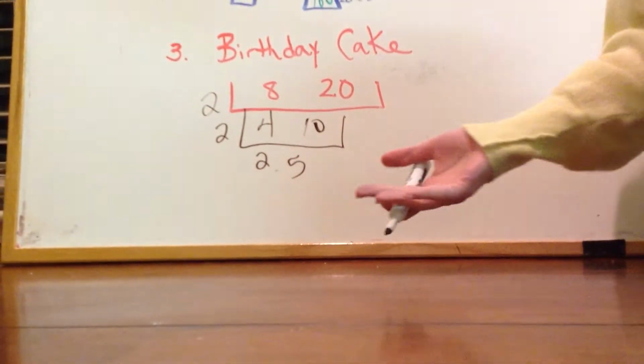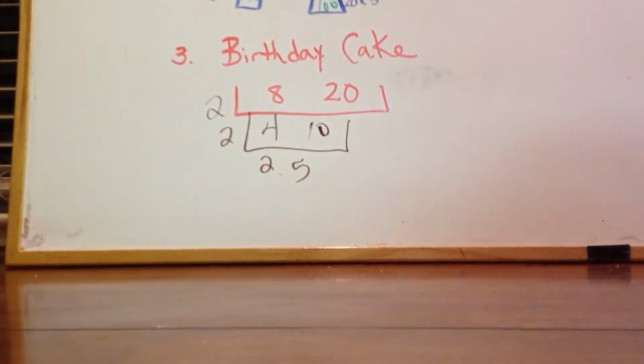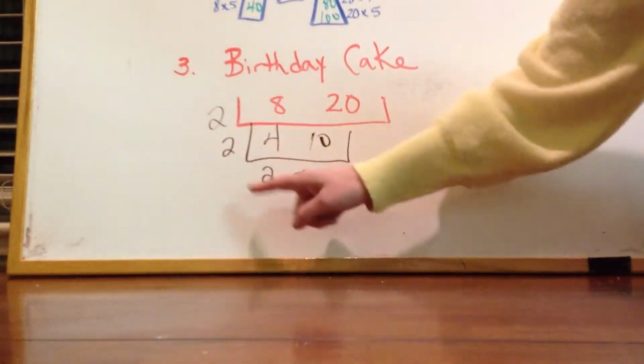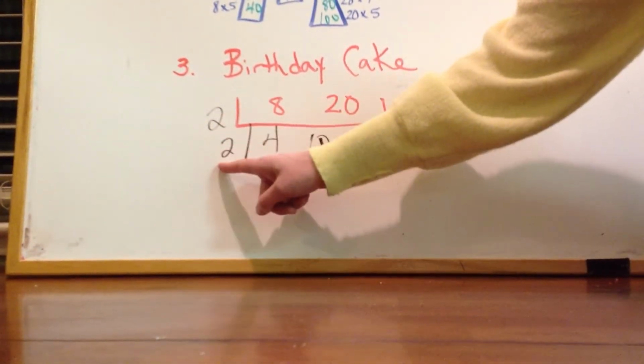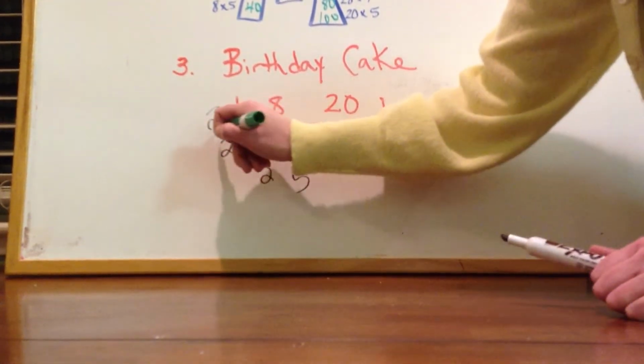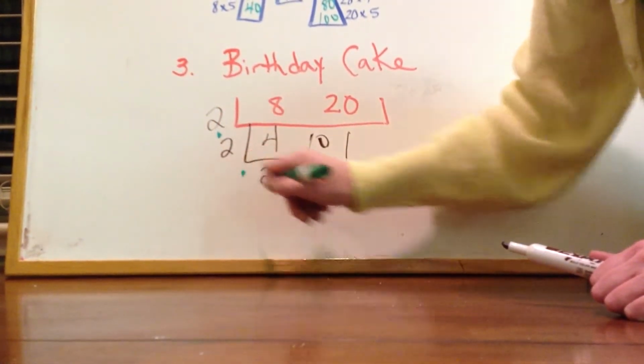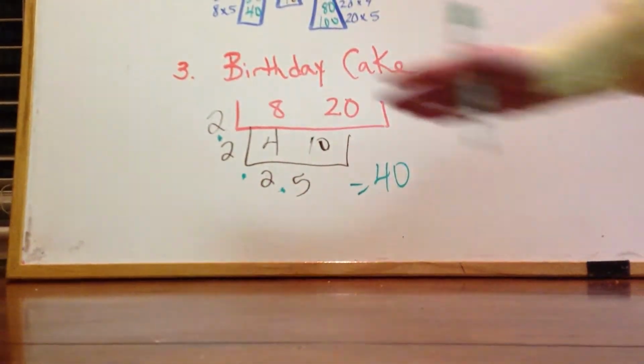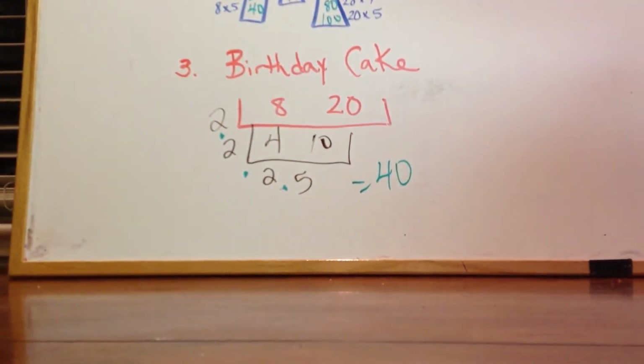There's nothing left. The only thing that's different, remember, in greatest common factor we only multiply these. In least common multiple, you're going to multiply all of them. So 2 times 2 is 4. I'm going to write little times signs. 2 times 2 is 4, 4 times 2 is 8, and 8 times 5 is 40. You're going to multiply all of them for least common multiple.